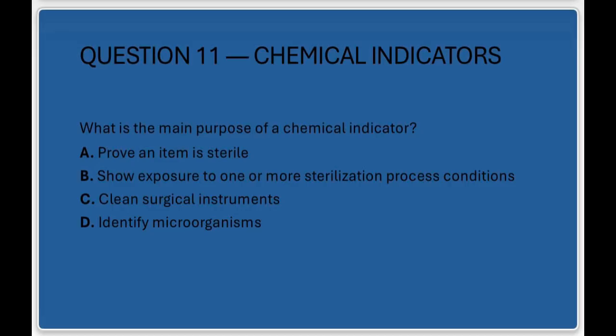Question 11. What is the main purpose of a chemical indicator? A, to prove an item is sterile. B, to show exposure to one or more sterilization process conditions. C, to clean surgical instruments. D, to identify microorganisms.